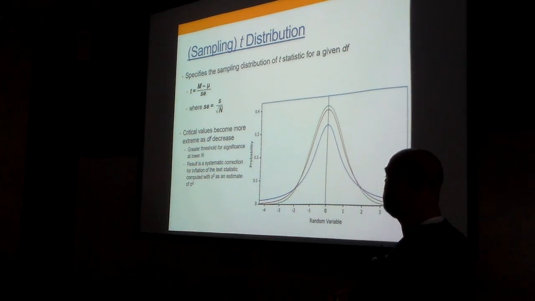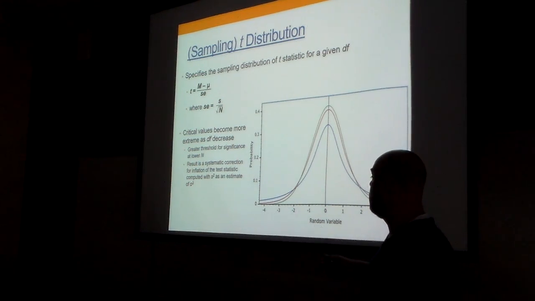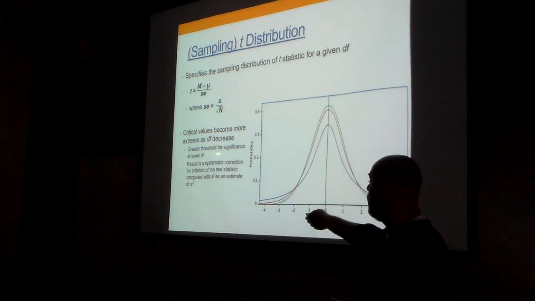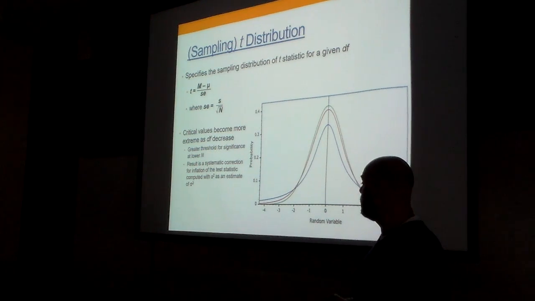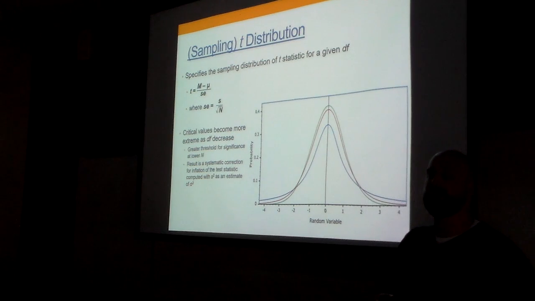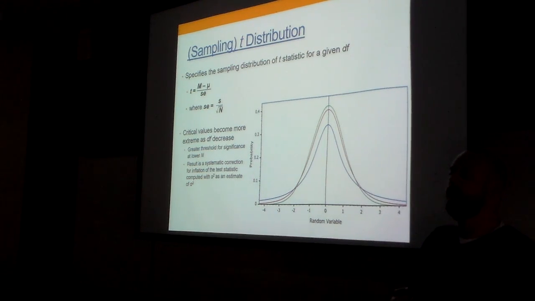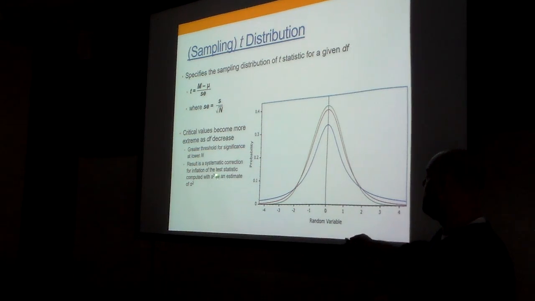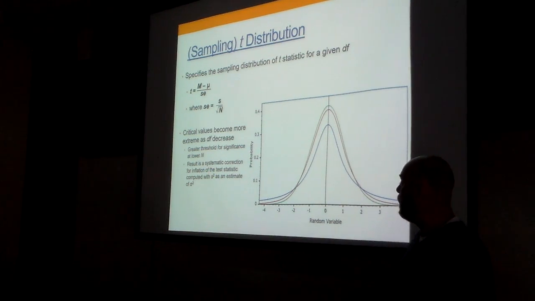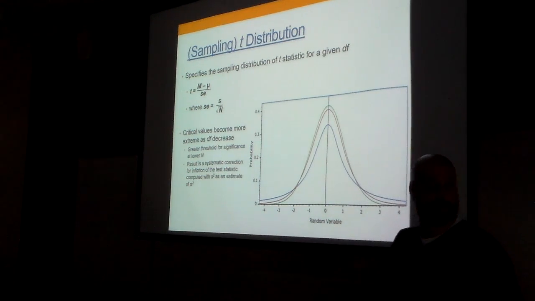as our degrees of freedom decrease, our critical values become more and more extreme, okay? And so at lower sample sizes, lower n, we get a greater threshold for our statistical significance. And so what this ends up doing is it ends up being a correction for our underestimate of the population variance and our reduction of our standard error based on using our sample variance as an estimate of our population variance.